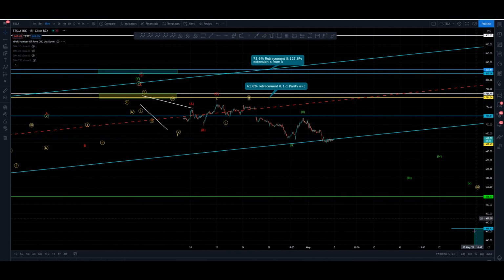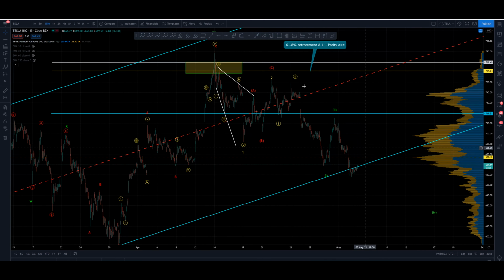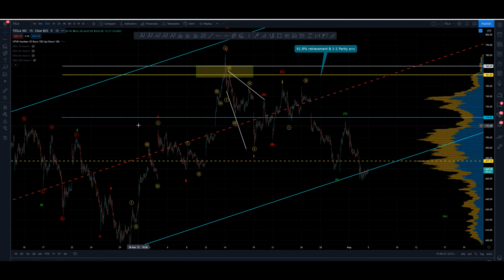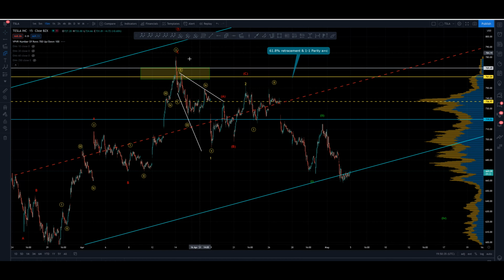But I don't like how we're counting down. Now, it might just be my own limitations here, given the time I've had to figure this out. But after getting a 3-wave move up into the yellow zone here and the one-to-one parity, we get this violent reaction down, and I can make out 5 waves down.